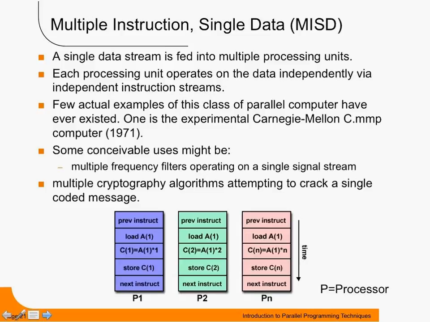Multiple instructions, single data. Here the concept is to use the same data, but you may have different instructions. This is not the base example, but you can assume you have function A, function B, and function C, different functions, but you are operating on the same value, A1, A1, and A1. So multiple instructions, but single data.